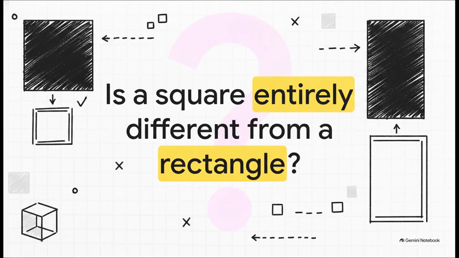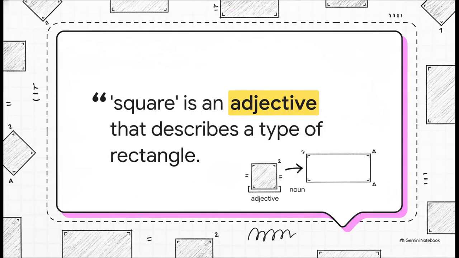If someone hands you a wooden block and asks if it's a square or a rectangle, you naturally assume it has to be one or the other, right? Let's take a look at the geometric reality. Listen to this brilliant insight from the educational experts over at Maths No Problem. They say, when we say square, we use it as a noun, when in reality, square is an adjective that describes a type of rectangle.